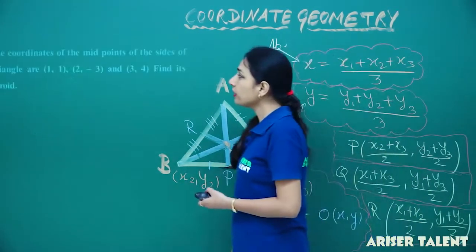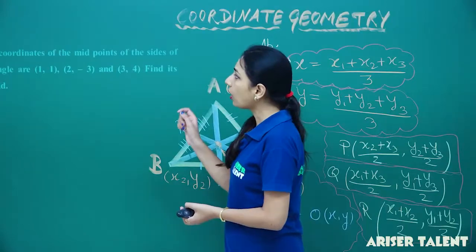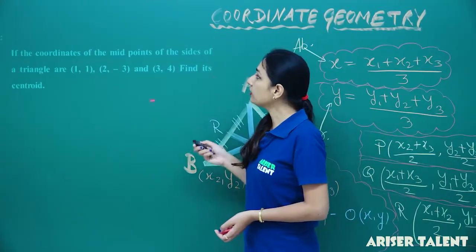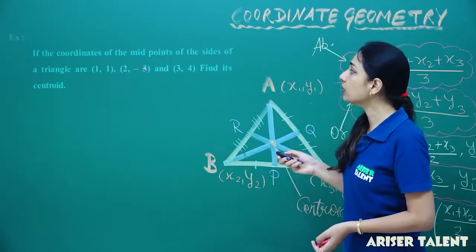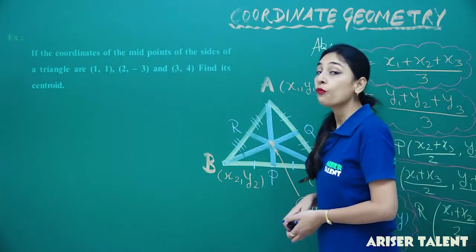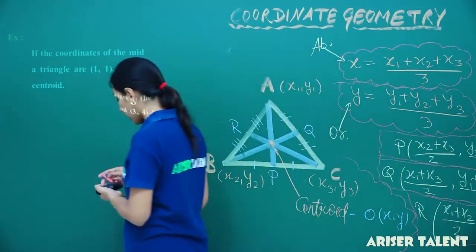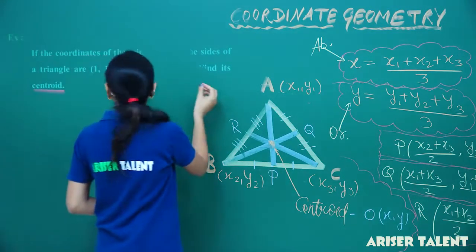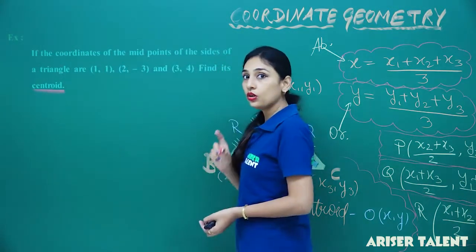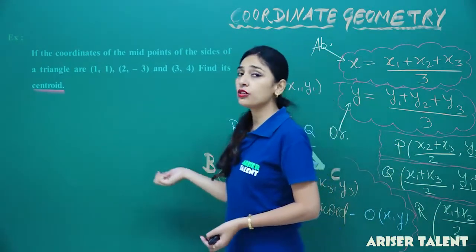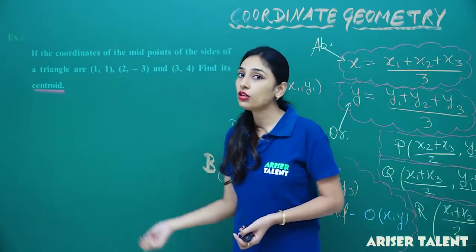Okay, moving further, now this is an example. If the coordinates of the midpoints of the sides of a triangle are (1, 1), (2, -3) and (3, 4), find its centroid. What we have to find out, my dear students, is the centroid. So what is the centroid? Clearly it is (x1 plus x2 plus x3) by 3 and (y1 plus y2 plus y3) by 3.